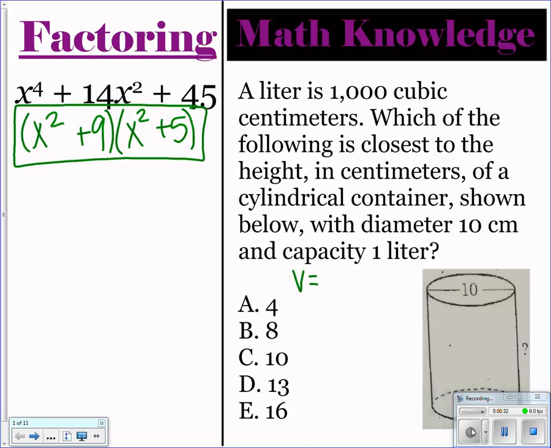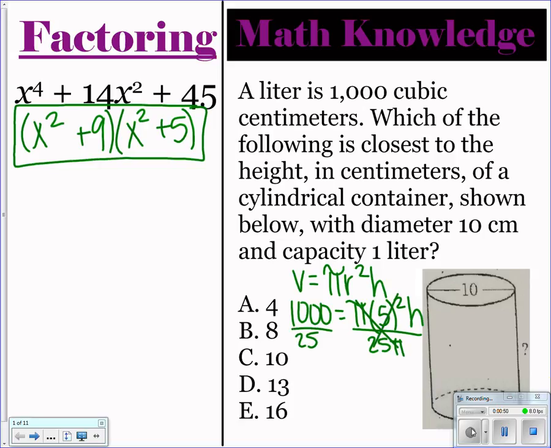They tell you the volume, and we know that the volume of a cylinder is the area of the base, pi r squared, times the height. They tell you the volume is 1,000, and that the diameter is 10. So that means that your radius is 5. So now we just need to divide by 25 pi.